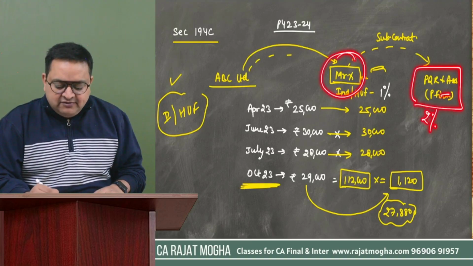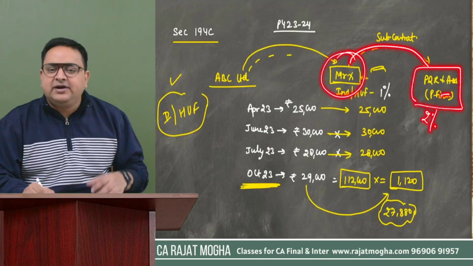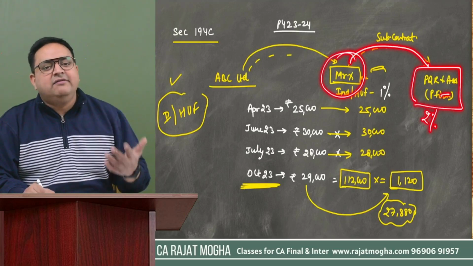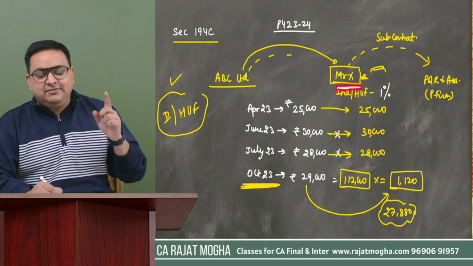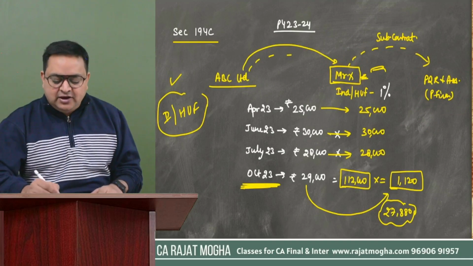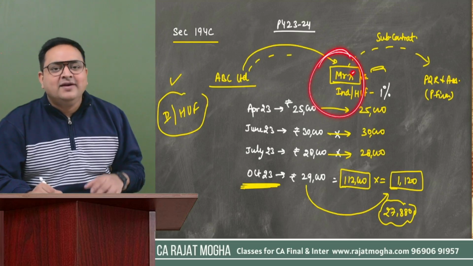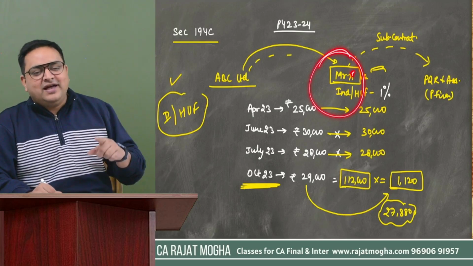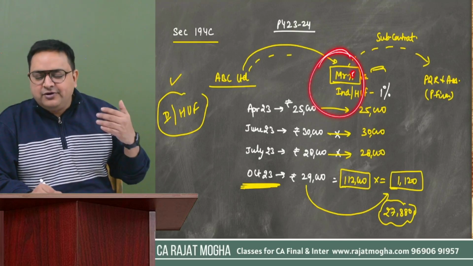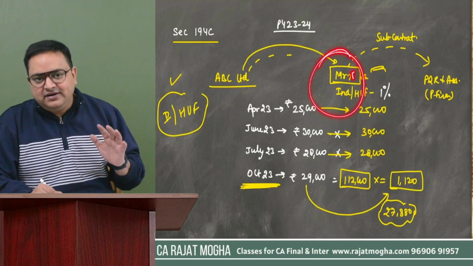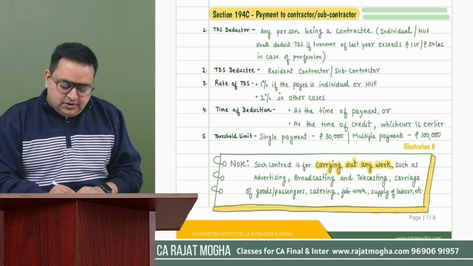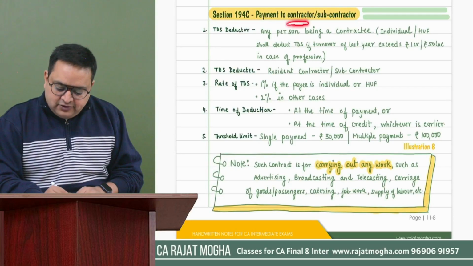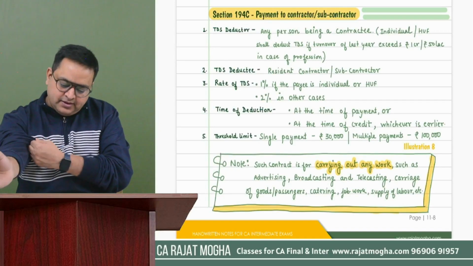So Mr. X, whenever he makes the payment or at the time of credit, whichever is earlier, will be deducting TDS at a rate of 2%. Provided Mr. X last year, because now this person is an individual, now the deductor is an individual, right? So it depends upon the turnover, last year's turnover. If it is more than 1 crore or 50 lakh as the case may be, then TDS will apply, right? So it applies in the case of contract and also subcontract.